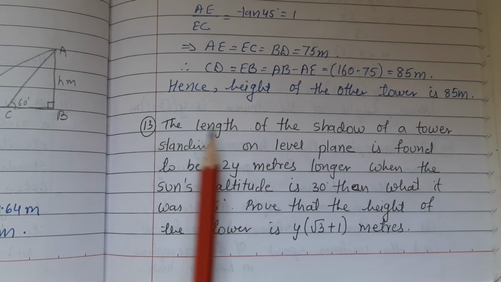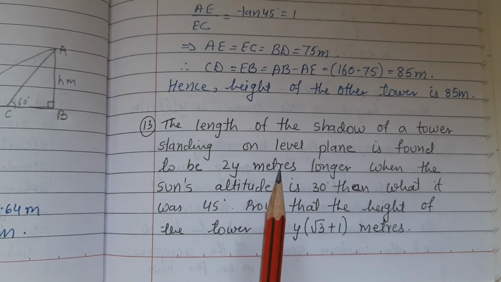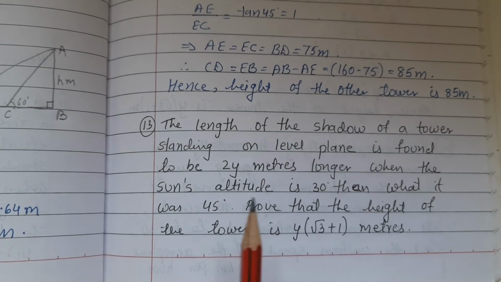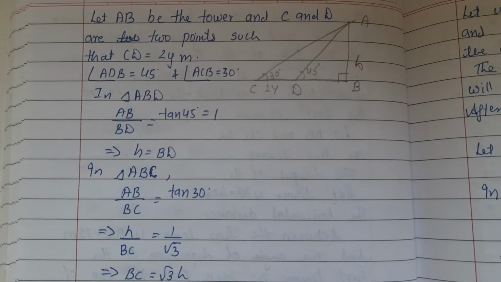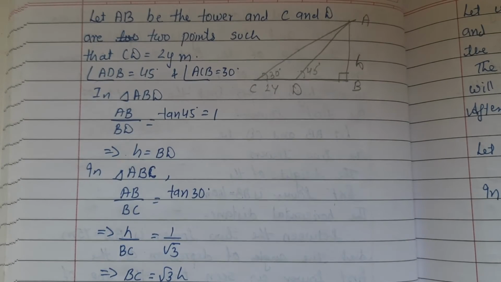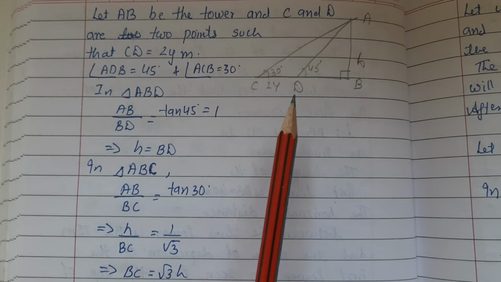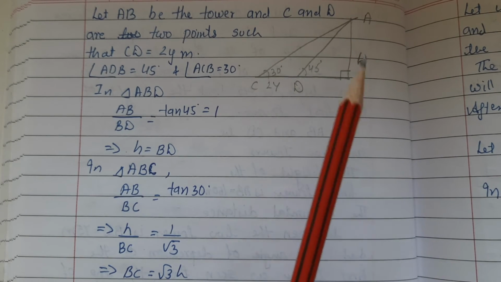Sum number 13. The length of the shadow of a tower standing on a level plane is found to be 2y meters longer when the sun's altitude is 30 degrees than when it was 45 degrees. Prove that the height of the tower is y into root 3 plus 1 meters. Let AB be the tower and C and D be two points such that CD is equal to 2y meters. Angle ADB equals 45 degrees. Angle ACB equals 30 degrees.